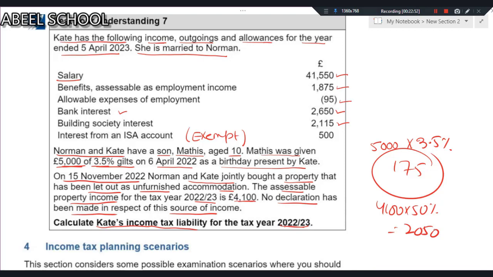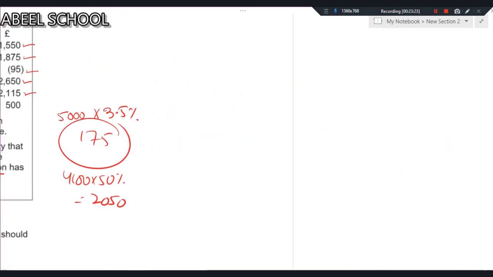As we discussed at the start of this lecture, if there is a jointly owned asset between husband and wife, and actual ownership is not declared, then whatever income is coming will be split 50-50%. And we are here to calculate Kate's income tax liability. In Kate's case, there's an employment income, there's a property income, which is also non-saving, and we have interest income. There's no dividend income in this question. So we just need to calculate income tax liability.